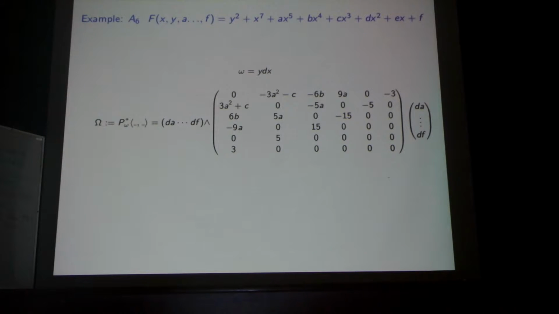So dA wedge dB has coefficient minus 3a squared minus c. So you get this nice and quite simple symplectic form. This is an invertible matrix because the form is non-degenerate.